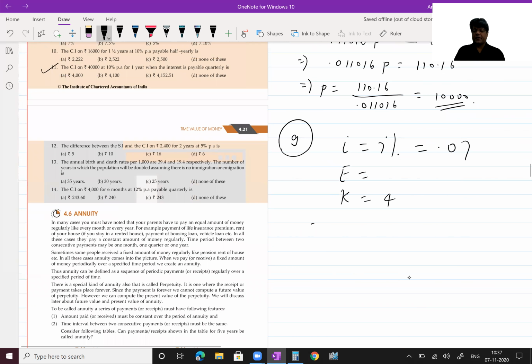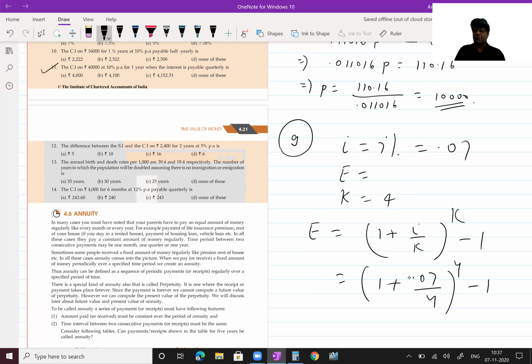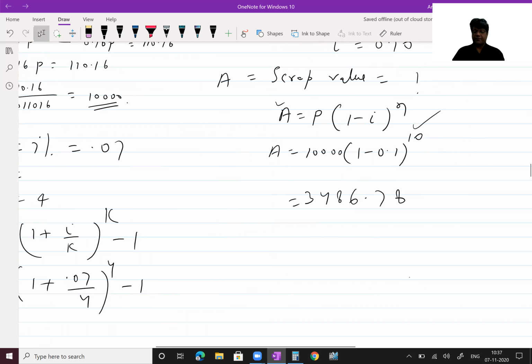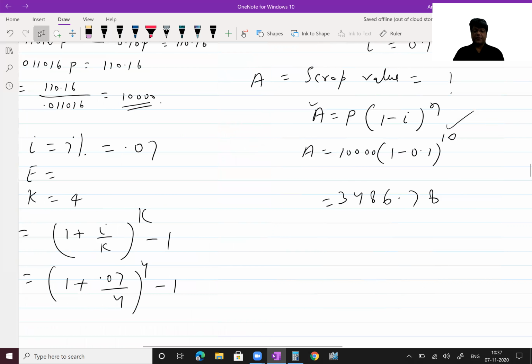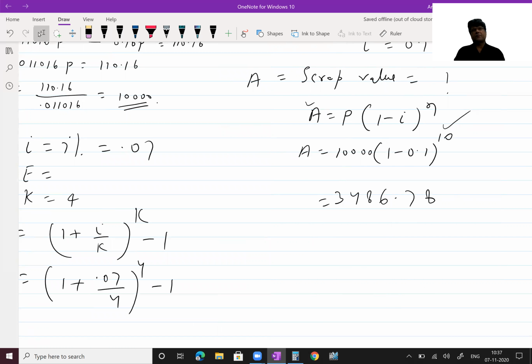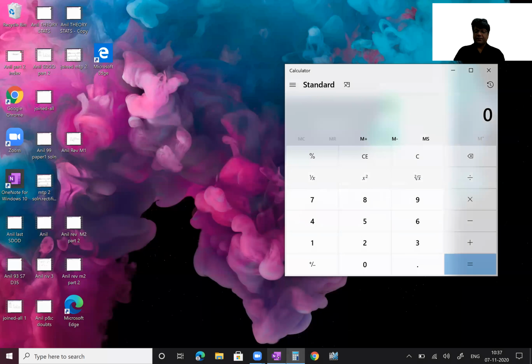So which formula applies? E is equal to (1 plus i by K) to the power K, minus 1. And that is equal to (1 plus 0.07 divided by 4) to the power 4, minus 1. Simply calculator work. Guys, mostly the questions of this chapter are calculator work only, but non-math background students, earlier also I have told you, don't calculate like 1 plus 0.07 by 4, wrong. How you should proceed from here: 0.07 by 4.